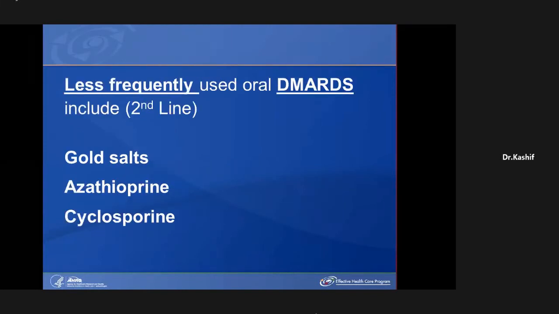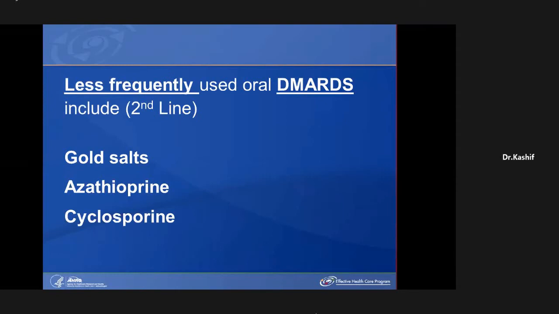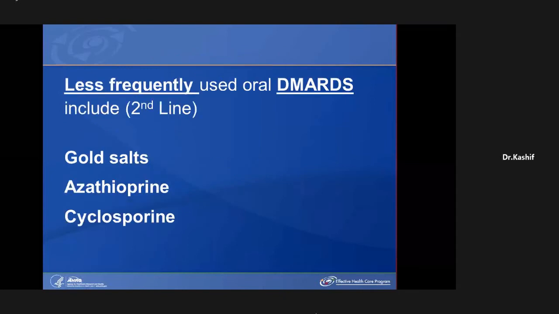So the first line is methotrexate, sulfasalazine, hydroxychloroquine, leflunomide. Then in the second line, or less frequently used drugs, we have the gold salts, azathioprine and cyclosporine. They are the two most commonly used immunosuppressant drugs, the ones we also give in transplant patients. So again, the function is to reduce the immune function. They are the second line therapy. So remember the classification: in the oral DMARDs, you have first line, these four drugs, and the second line, or less frequently used, gold salts, azathioprine and cyclosporine.